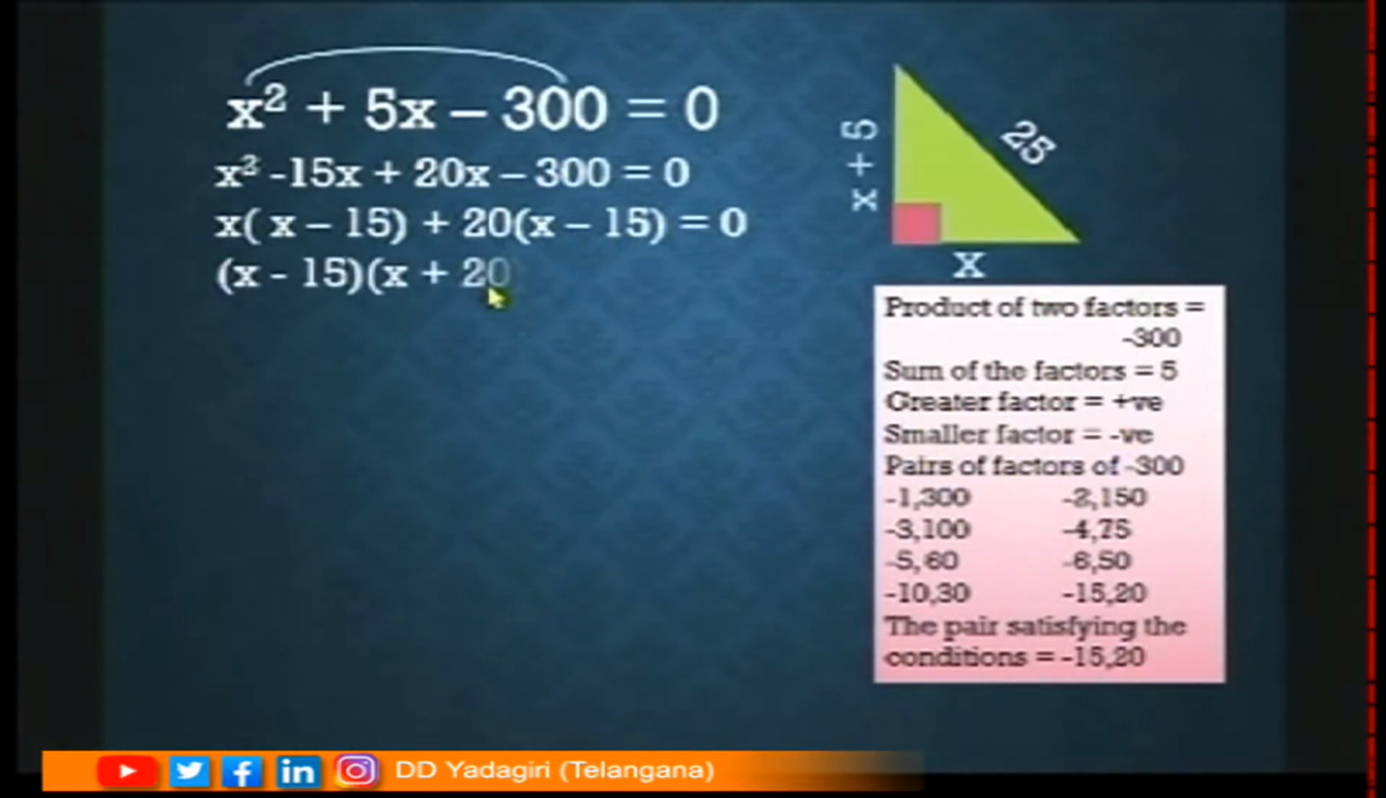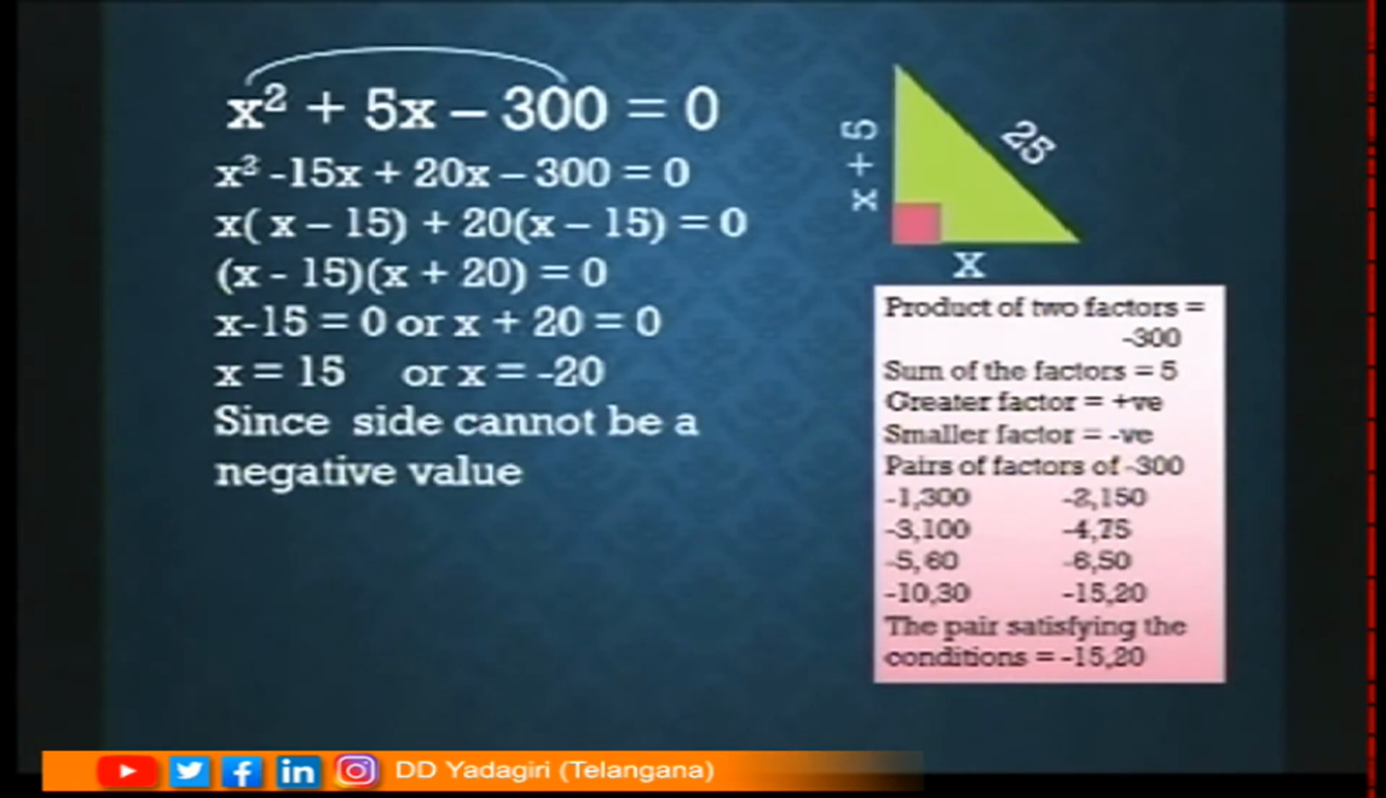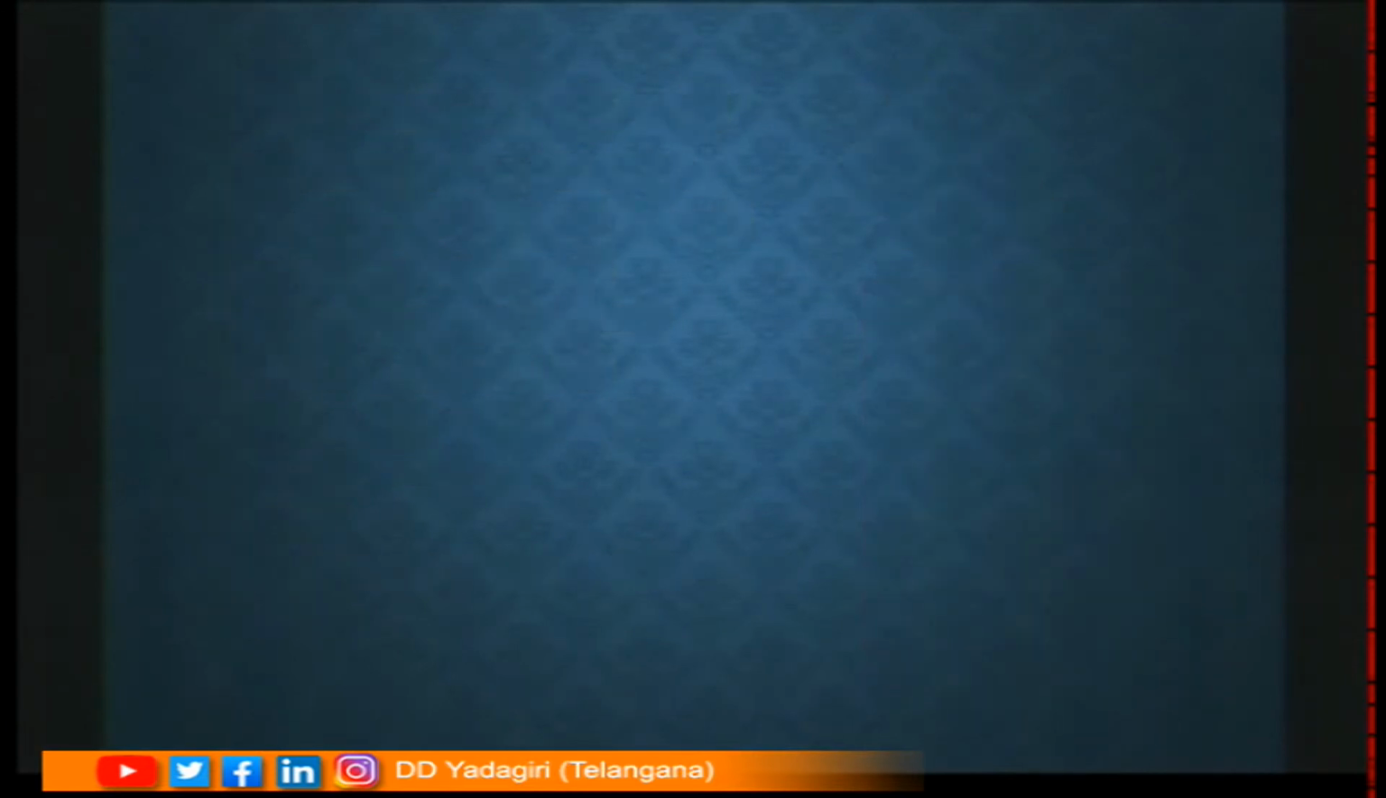So, my equation comes out to be x minus 15 into x plus 20 is equal to 0, which means x minus 15 is equal to 0 or x plus 20 is equal to 0. So, my x value should be 15 or minus 20. But the side of a triangle cannot be a negative value. Side should be 15, which means the value is 15. Therefore, the length of the smaller side is 15 centimeters.